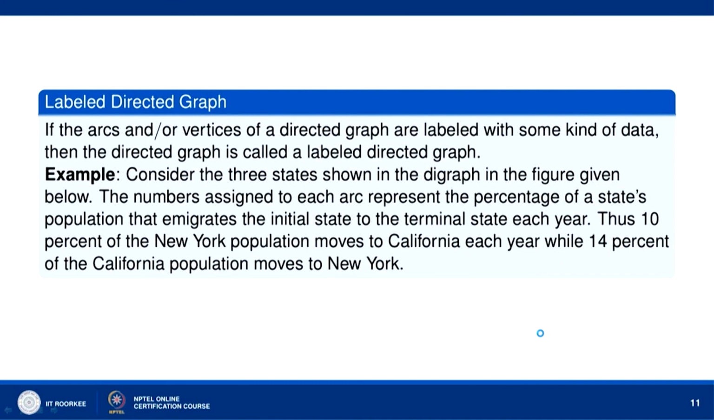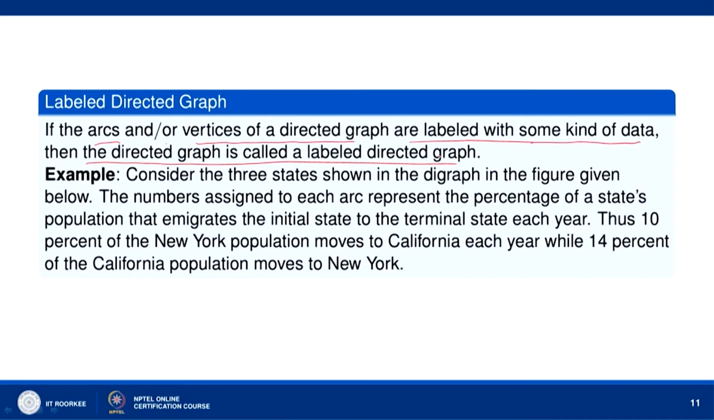Now, labeled directed graph. If the arcs or vertices of a directed graph are labeled with some kind of data, then the directed graph is called a labeled directed graph. So, if the edges and vertices, both of them, are labeled with some kind of data, then we will call the directed graph a labeled directed graph.